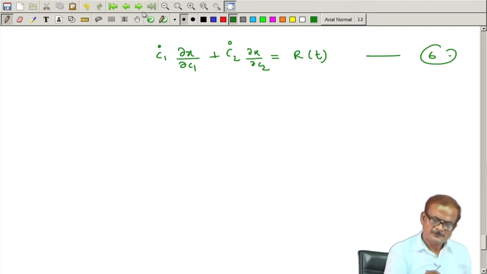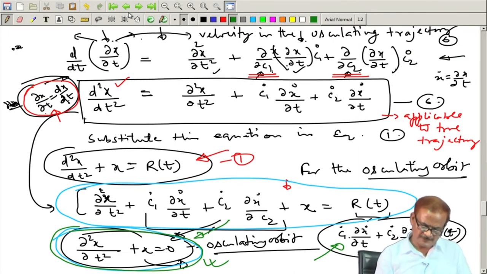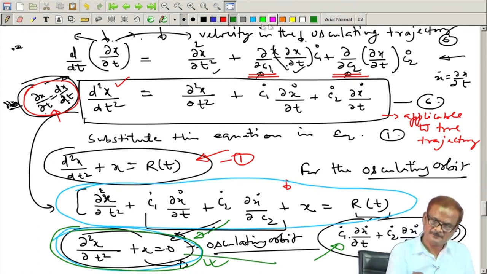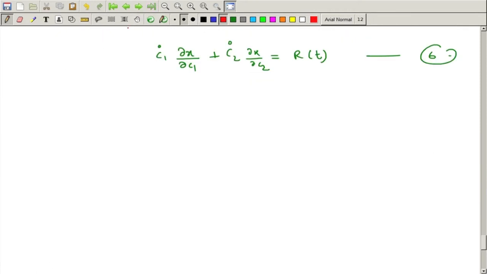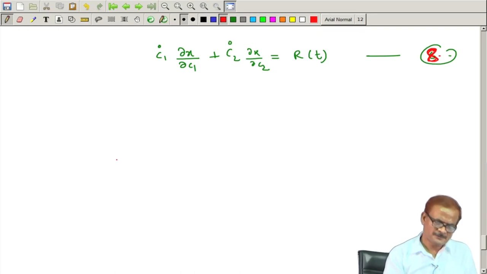This is equation number one more equation we have to name here. This we write as equation number 7, and this is 6, already we have named. And this we name as equation number 8. So, equation number 8 and equation number 4. So, what was the equation number 4 we have written earlier?